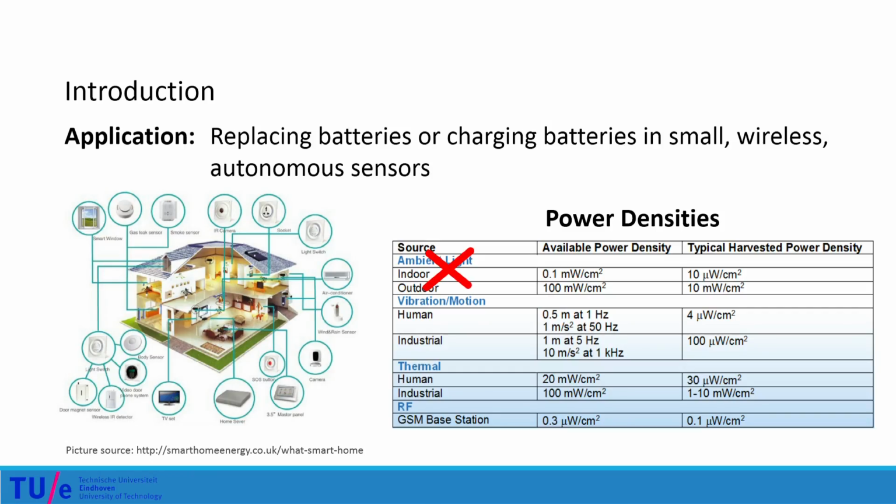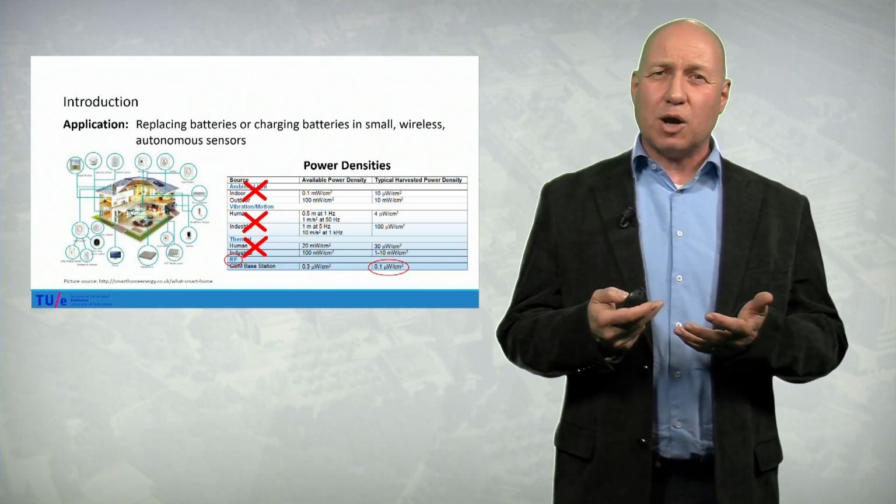Vibration, well, not in a house. Temperature differences in general will be very low, so that's also not an option. So then what remains is radio waves. Can we get enough energy from what's in the air? If we look around us, the strongest signal comes from GSM. And if we look at the power densities, we see that the power density is very, very low. So this is not really a good option.